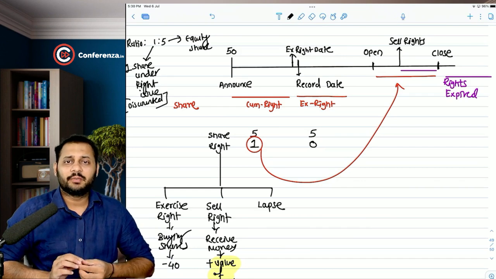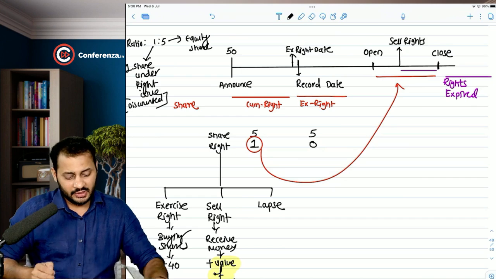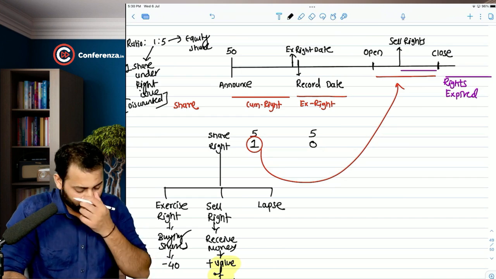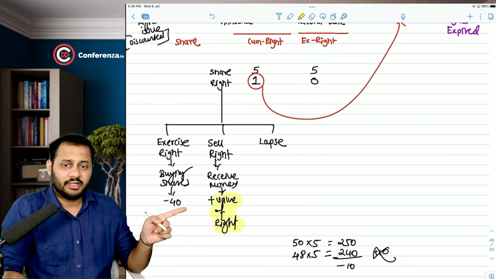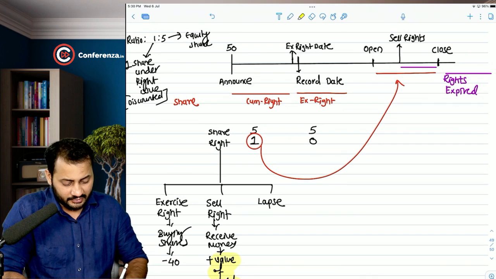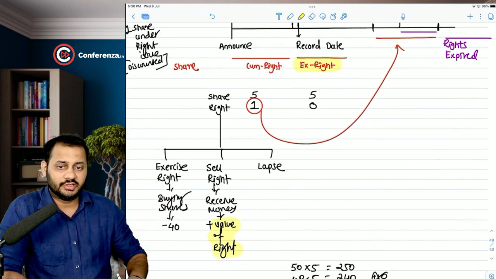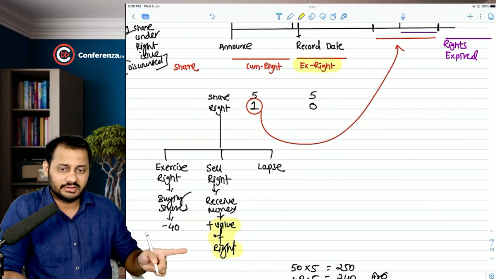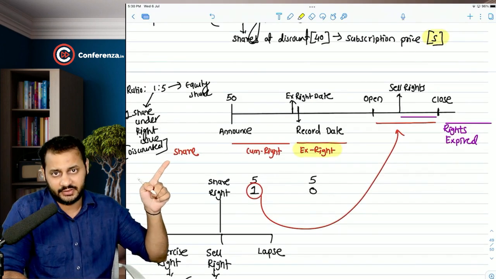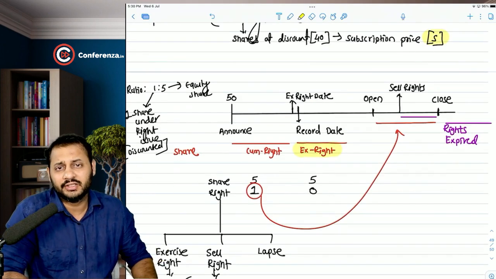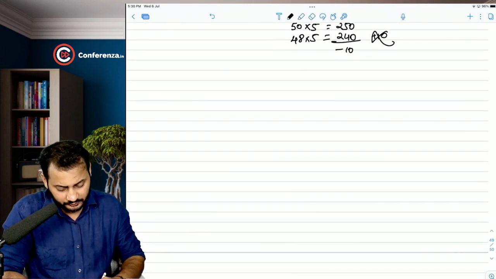Now coming over to the practical question, how we are going to calculate the market price. There are a few things that we will have to calculate. For most of the time we will be calculating the value of right and the ex-right price of the share. So there is a difference between the value of the right, which is the value of the right that you have received, and the ex-right share price. So how to calculate the ex-right share price? It's very simple, sir. Have a look.